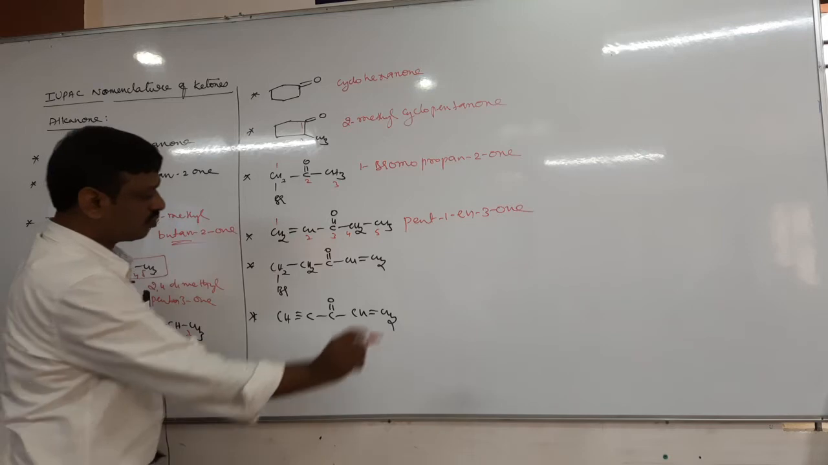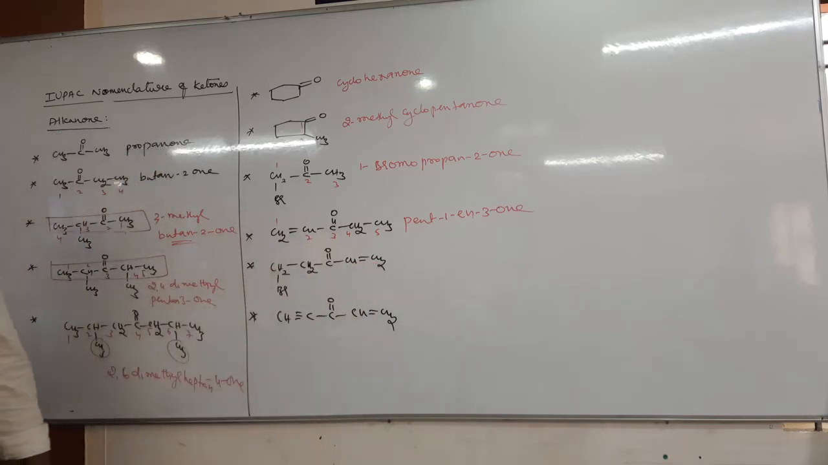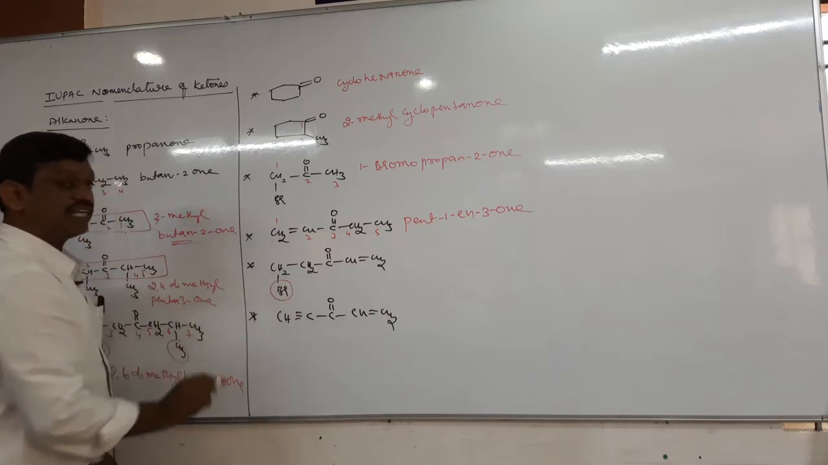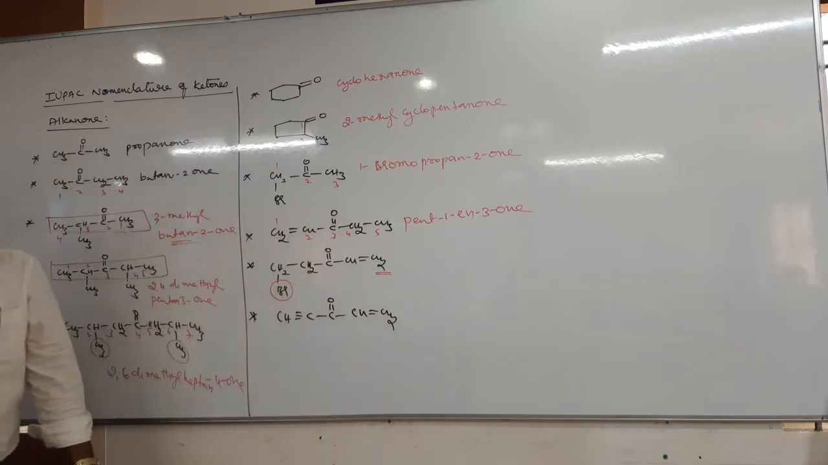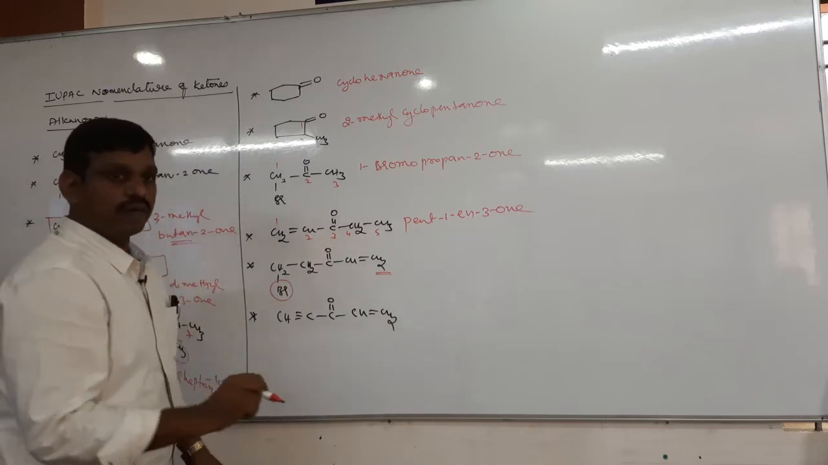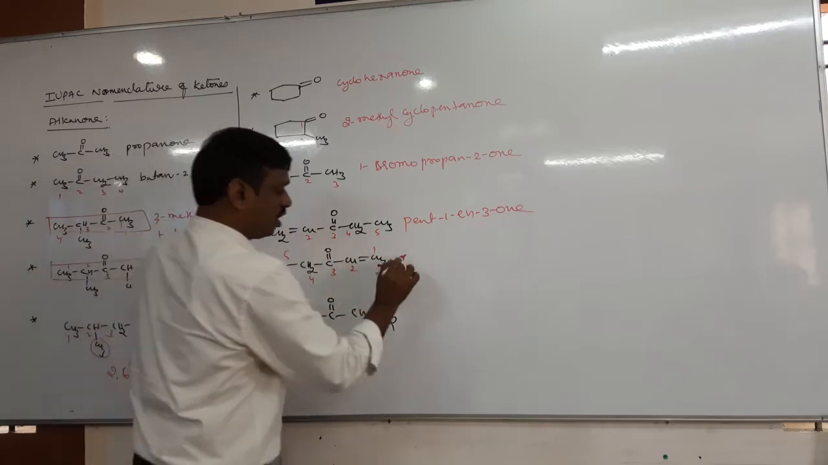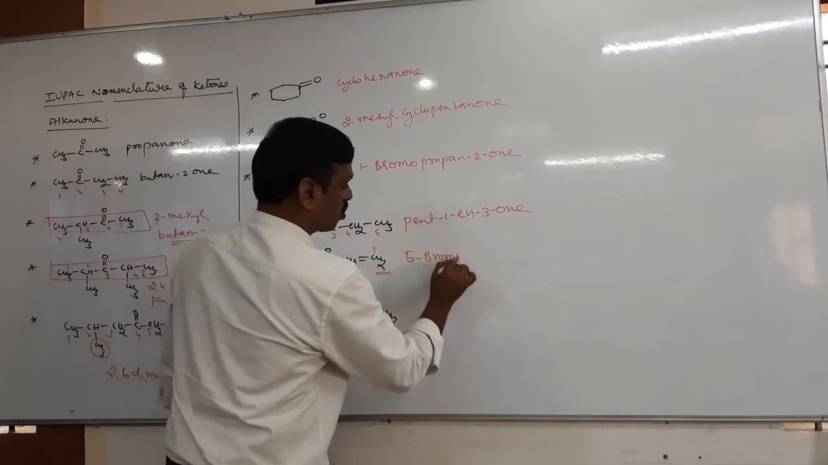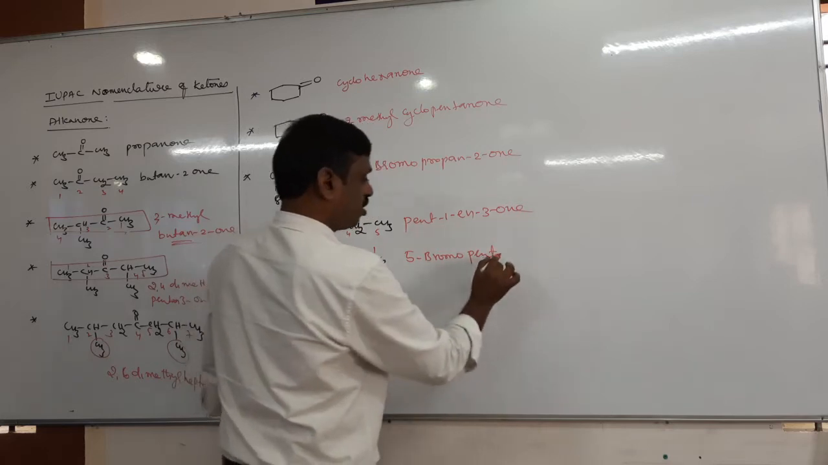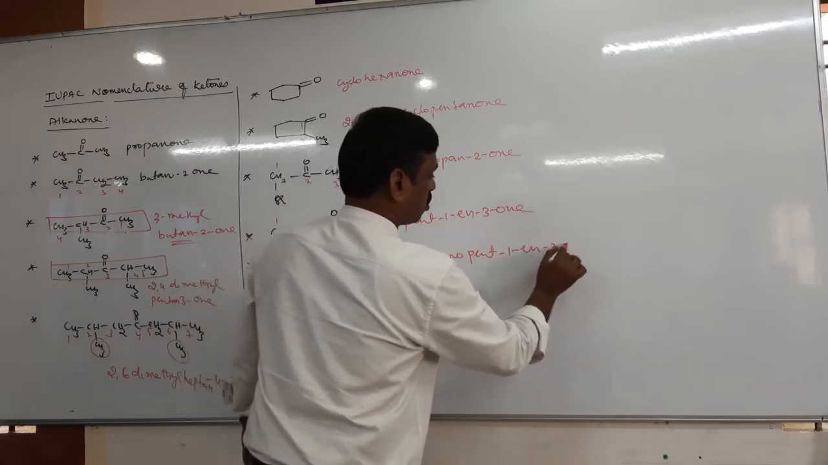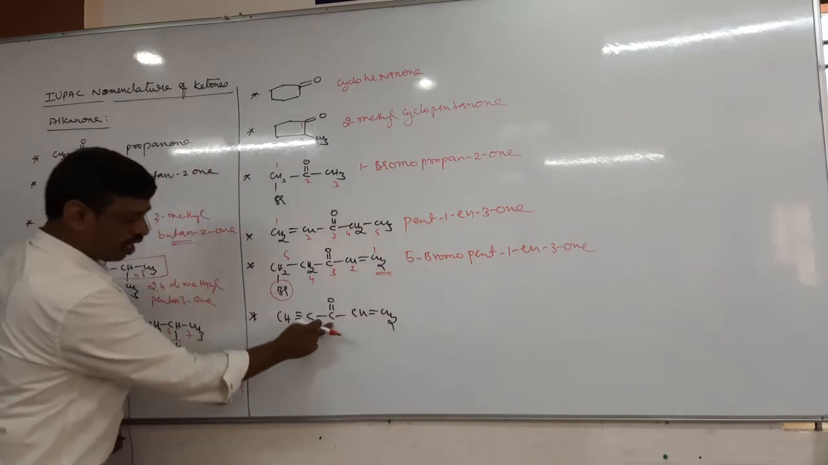Next, so here is 1, 2, 3. The carbonyl group gets the same numbering, but this is a bromine. Bromine is a substituent. The double bond is also one kind of functional group. Double bond and triple bond have last priority, but the double bond is a functional group. Therefore 1, 2, 3, 4, 5. It is 5 bromo. Tell me, pent which ene? 1 ene, 3-one.